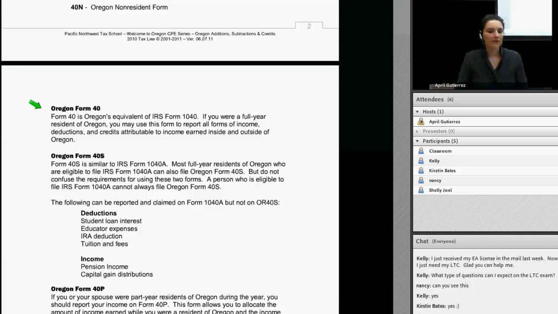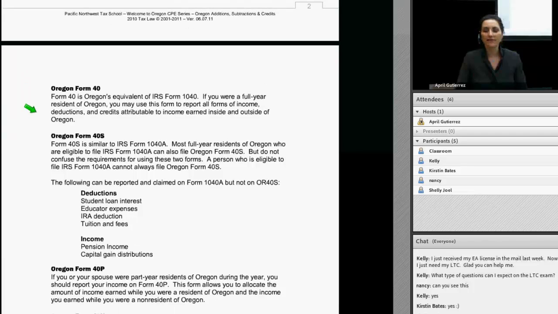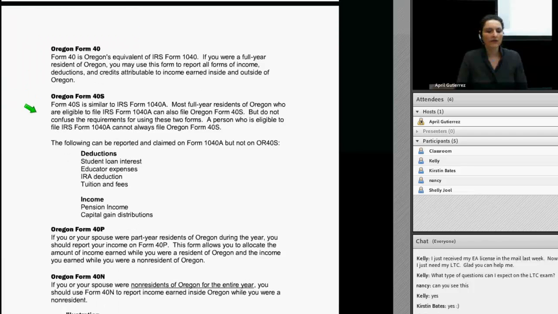So beginning with Oregon Form 40, Form 40 is Oregon's equivalent of IRS Form 1040. If you were a full year resident of Oregon, you may use this form to report all forms of income, deductions and credits attributable to income earned inside and outside of Oregon. Oregon Form 40S is similar to the IRS Form 1040A. Most full year residents of Oregon who are eligible to file IRS 1040A can also file Oregon Form 40S, but do not confuse the requirements for using these 2 forms. A person who is eligible to file IRS Form 1040A cannot always file Oregon Form 40S.